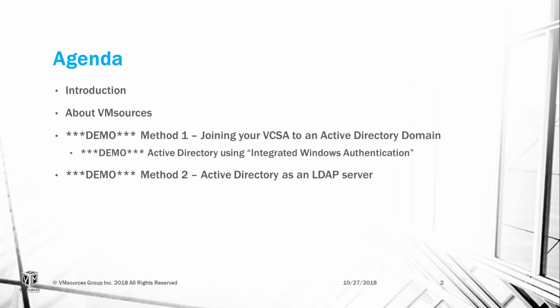Welcome to our video presentation, Integrating vCenter SSO with Active Directory. Today, I'm going to introduce myself and tell you just a little bit about VMsources. Then we're going to show you two ways of integrating your VMware environment with Active Directory. The first method I'll show you involves joining the VCSA to your Active Directory domain, and then using the machine account to authenticate against AD. The second method I'll show you is the way that we actually do it in production, and simply leverages Active Directory as an LDAP server.